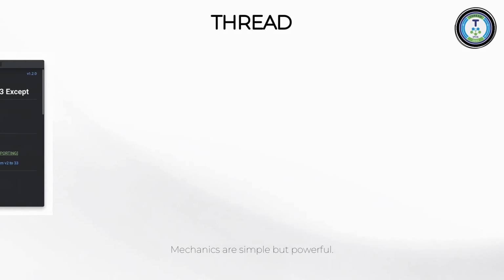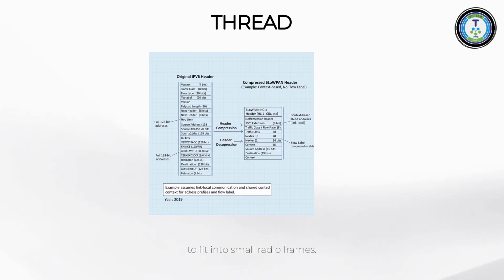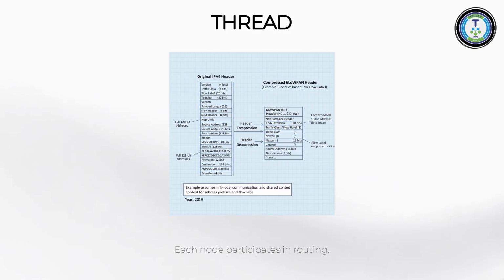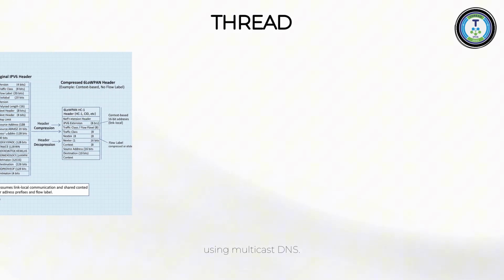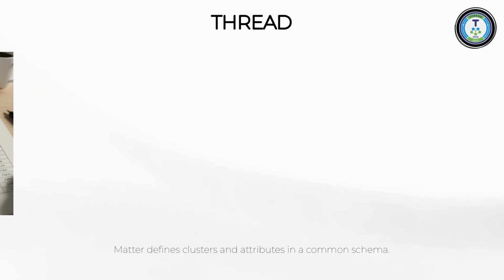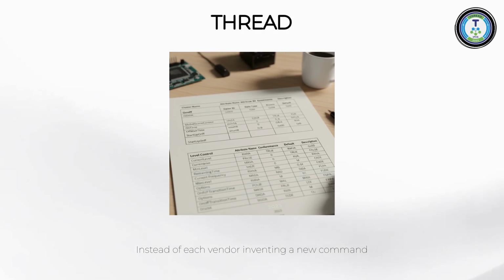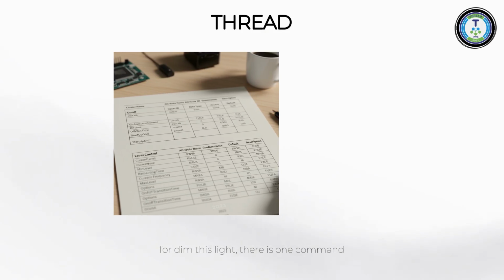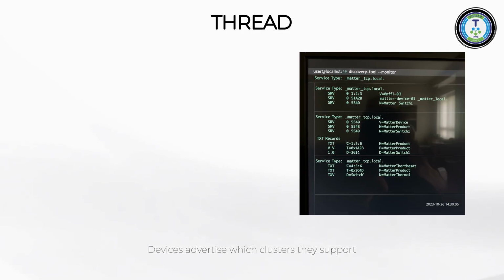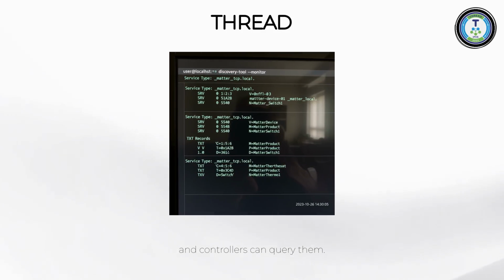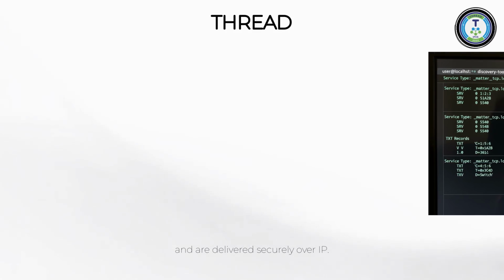Mechanics are simple but powerful. Thread compresses IPv6 using 6LoWPAN to fit into small radio frames. Each node participates in routing. Border routers announce the presence of the mesh using multicast DNS. Matter defines clusters and attributes in a common schema. Instead of each vendor inventing a new command for "dim this light," there is one command with defined parameters. Devices advertise which clusters they support, and controllers can query them. Firmware updates can add new clusters or features and are delivered securely over IP.